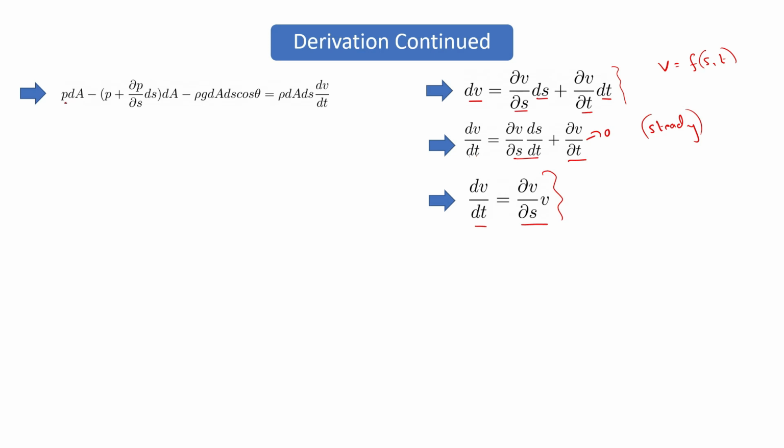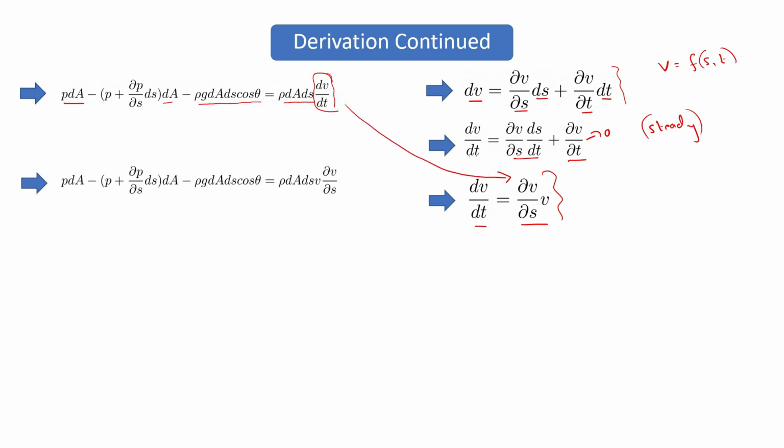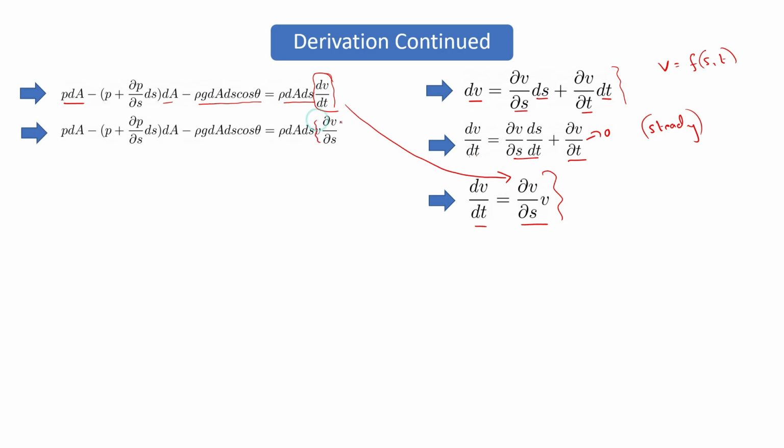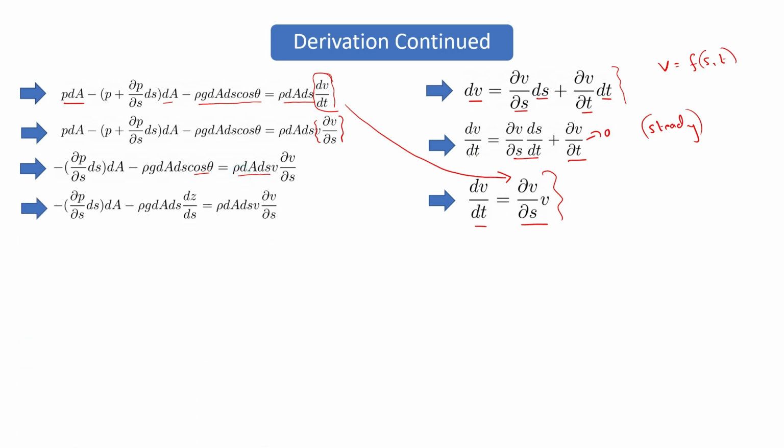So the equation becomes P dA minus (P plus ∂P/∂S ds) dA minus ρ g dA ds cos θ is equal to ρ dA ds into dV/dt. So this is the acceleration. But dV/dt is equal to ∂V/∂S into V. We will substitute that here and simplify. On simplifying, you will get minus ∂P/∂S ds dA minus ρ g dA ds cos θ is equal to ρ dA ds into V ∂V/∂S.